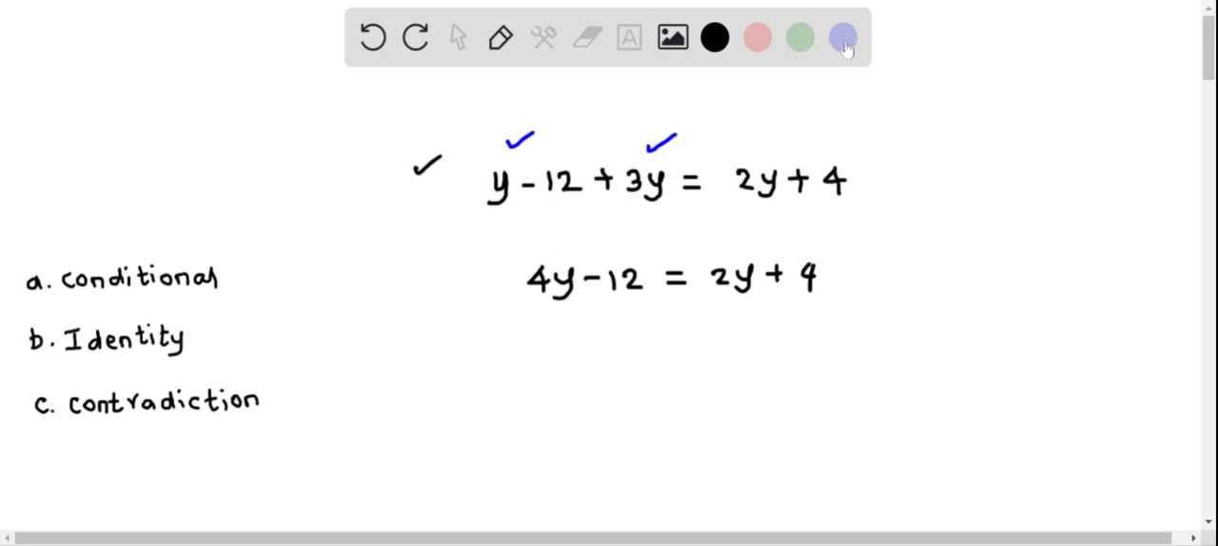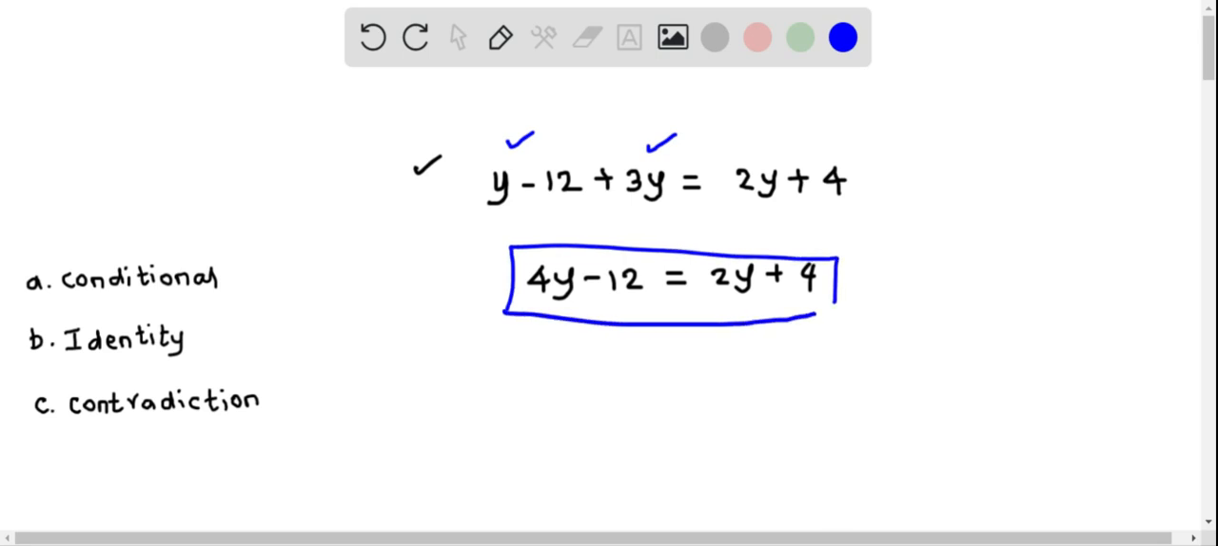So basically, we will consider this as the simplified equation so that we can test whether it is conditional, identity, or contradiction. So first, I'm going to see if this could be identity. If this could be identity, then it should be satisfied for all the values of y. So I'm going to plug in y equal to 1 and see whether this will become an identity.